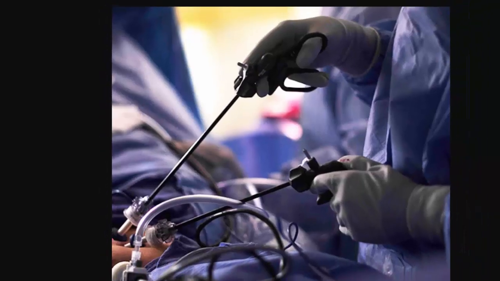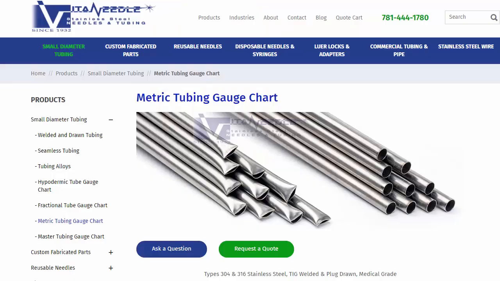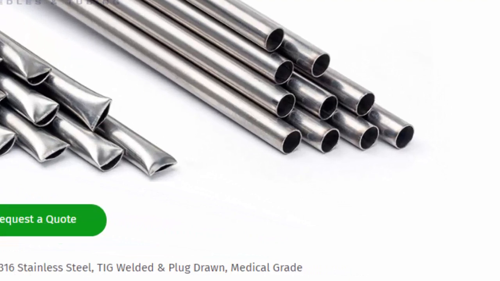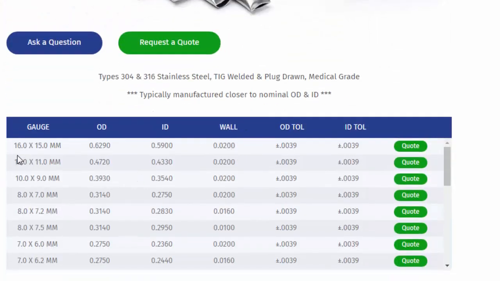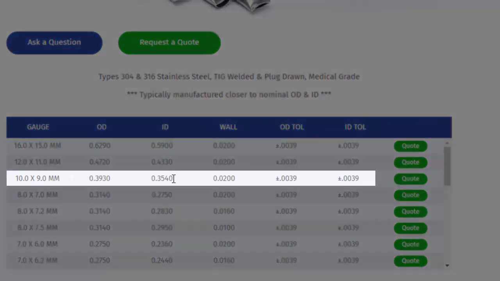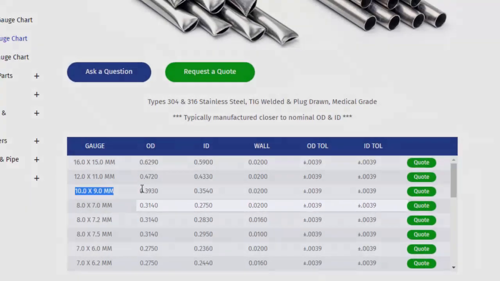An example of this tubing can be found at this website here. If you'll notice, we have some metric tubing, and these are intended to be medical grade. So this is the exact kind of thing that's used in this situation. So if you look down here, they have various sizes in millimeters, and they give the dimensions in inches here, but we're going to use this one, 10 millimeters OD, 9 millimeters ID.